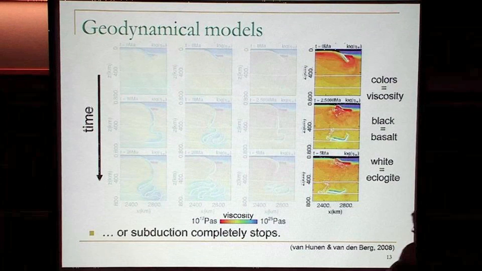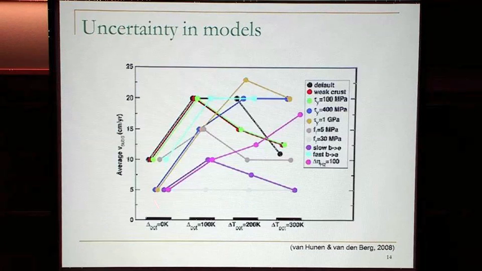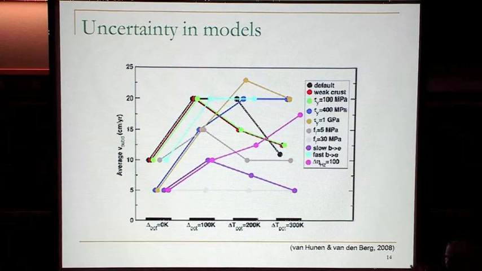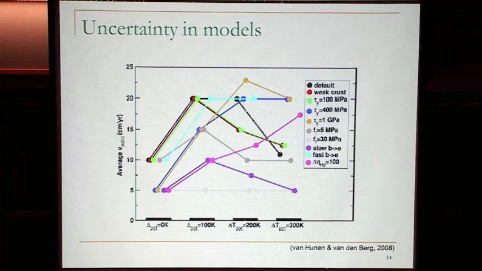Now, I have to admit that there is significant uncertainty in those models. The default model is the black line over here. This is the subduction velocity for different mantle temperatures, the average velocity of the models. This is a whole range of variation of all kinds of parameters, mostly rheological parameters, but several other parameters as well. And as you can see, if you change those, you get different results. So there is uncertainty in there, but the general trend is in most models the same. You get an increase of velocity where it works most efficiently, and at some point the weakness of the plate starts to resist subduction, and the average velocity goes down again.